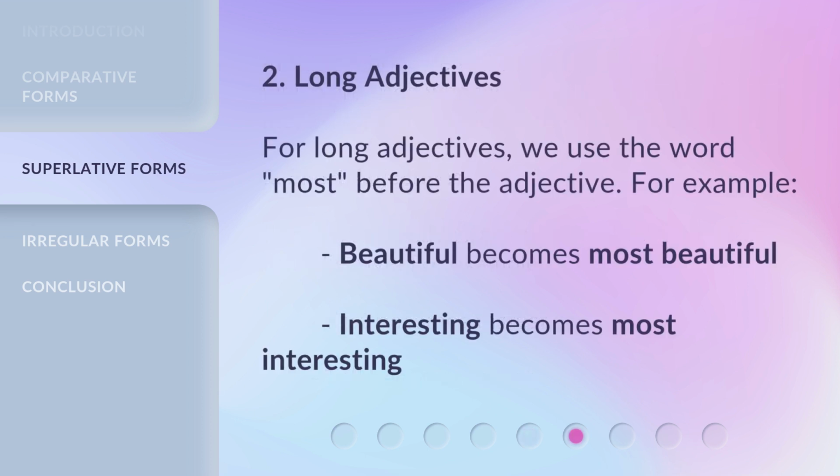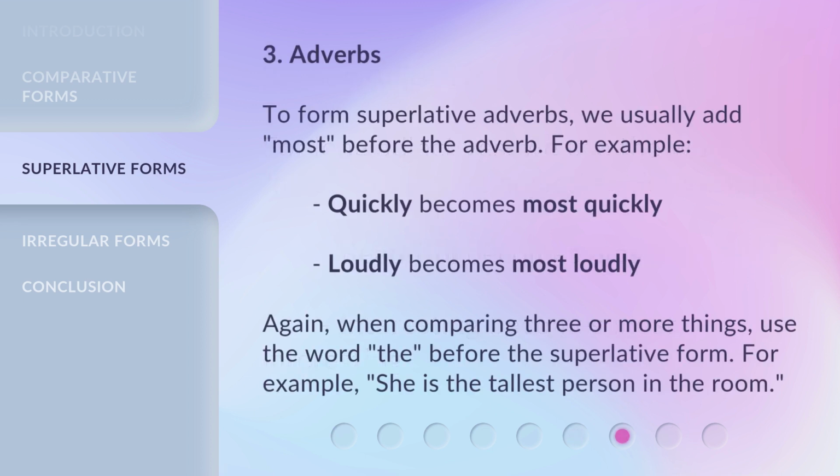2. Long adjectives. For long adjectives, we use the word "most" before the adjective. For example, beautiful becomes most beautiful, interesting becomes most interesting. 3. Adverbs. To form superlative adverbs, we usually add "most" before the adverb. For example, quickly becomes most quickly, loudly becomes most loudly.